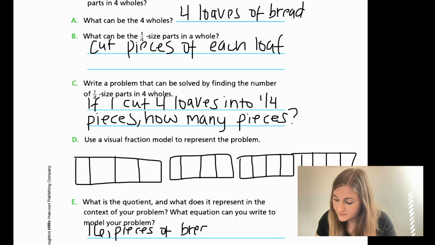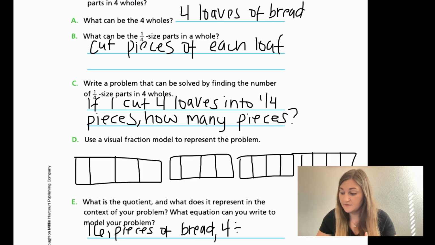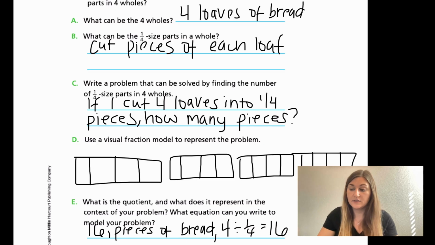I want to make sure I answer every single problem. Then I have another question that says, what equation can you write to model your problem? So put a comma. The equation that we were starting out with would be 4 as my dividend, and I divided my 4 loaves into 4th pieces, and that was equal to 16 total pieces.